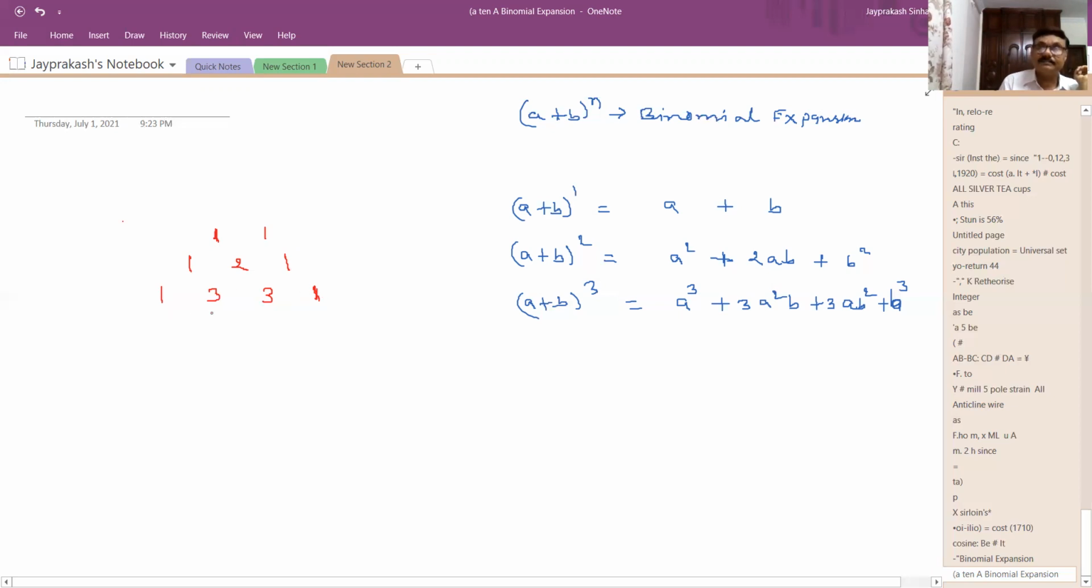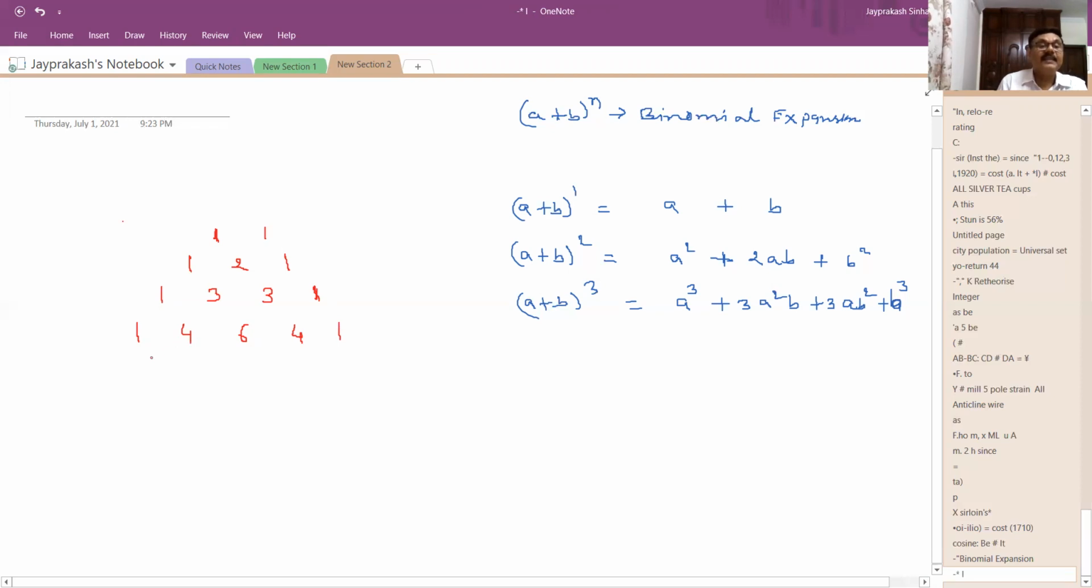So for the expansion of power 4, what will we do? Add these two numbers, 1 plus 3, 4. Add this number 3 plus 3, 6, right in the middle. Then 3 plus 1, 4. And now for the leftward diagonal, put 1 here. For the rightward diagonal, put 1 here. So now these will be the coefficients of a plus b to the power 4.